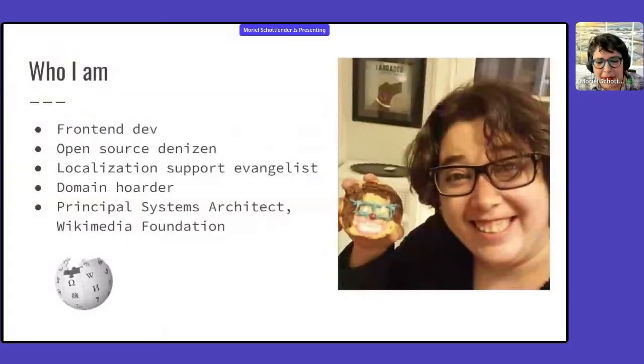So, first of all, about me, I am originally front end development, very much an open source enthusiast. I do a lot of localization work and support in languages. I hoard domains, which I assume a lot of you do too. And I'm a principal systems architect at the Wikimedia Foundation. We operate Wikipedia. And I also apparently do a pretty good cookie, that I was actually very proud of. Anyway, so let's delve in.